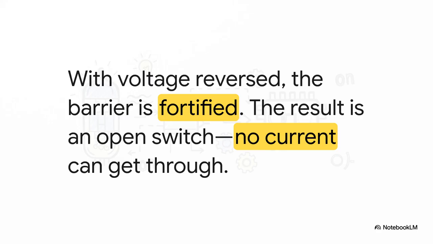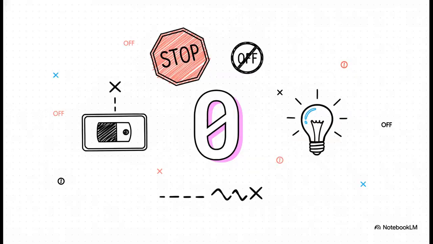And the effect? It's so simple, but so powerful. The barrier is fortified. The door is locked shut. Absolutely no current can get through. The mob is stopped cold. So there you have it, the other half of the puzzle. This no current state gives us the physical reality of a logical 0. It's our stop signal, the off state. We now have a physical way to represent both 1 and 0.